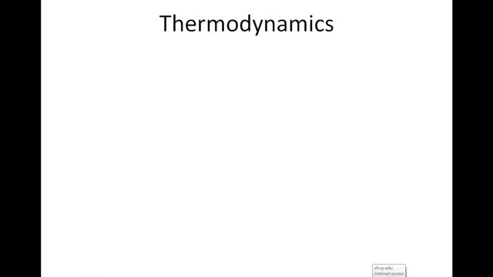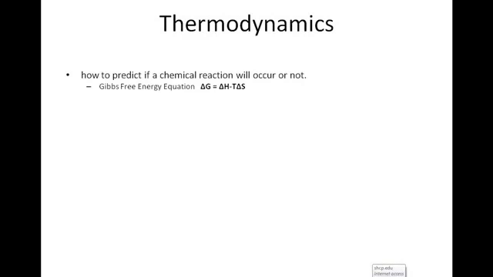Thermodynamics. Thermodynamics is how to predict if a chemical reaction will occur or not. It is written by using the equation delta G equals delta H minus T times delta S. So what do all these variables mean?